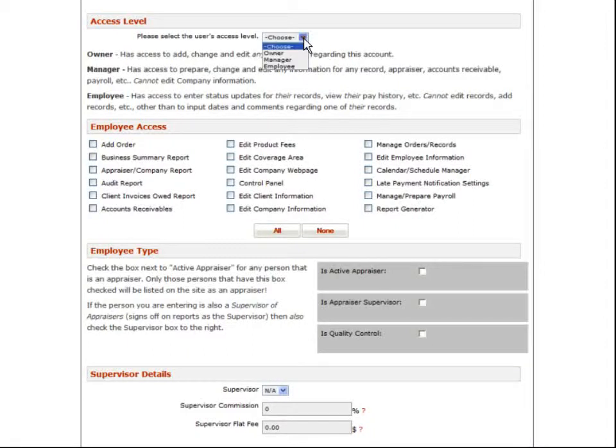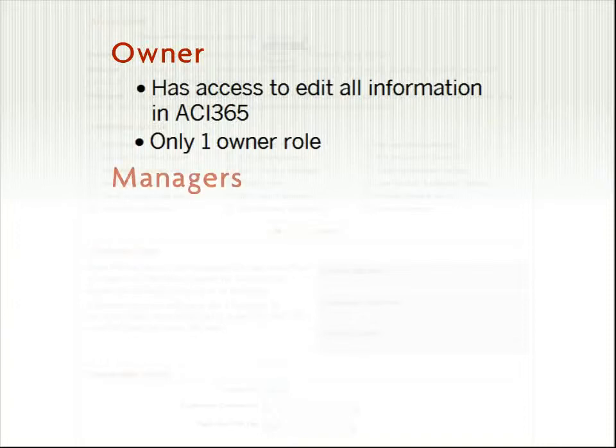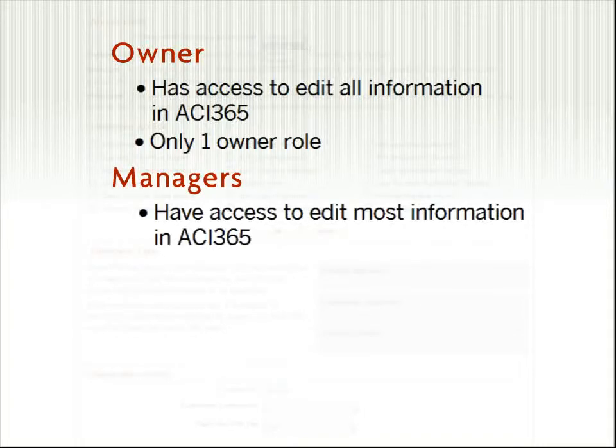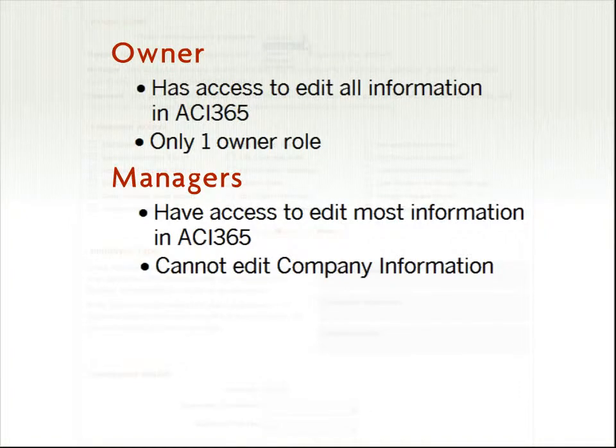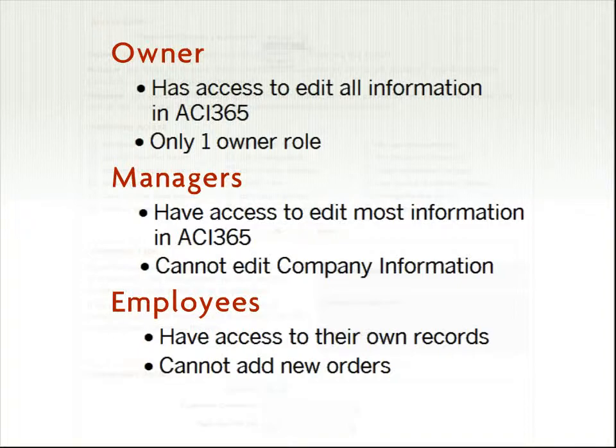Select an access level: owner, manager, or employee. The owner has access to add, change, or edit all information in the ACI365 site. Only one owner role is allowed per company. Managers have access to prepare, change, and edit all information in the ACI365 site except company information. Managers cannot edit the company information. Employees have access to their own records and can enter status updates and view pay history. Employees cannot add new orders.